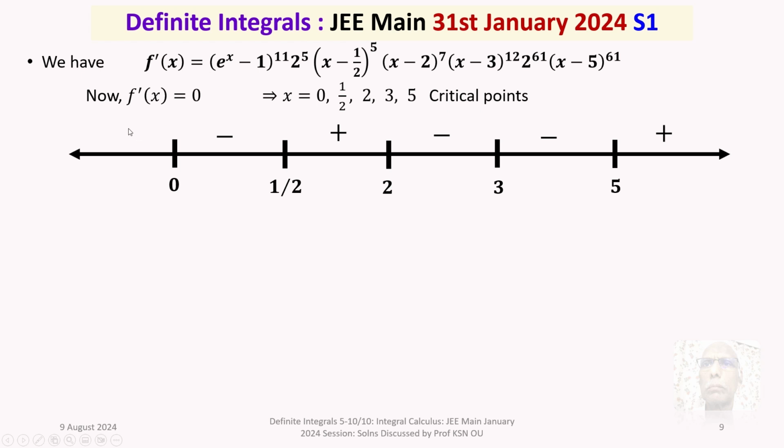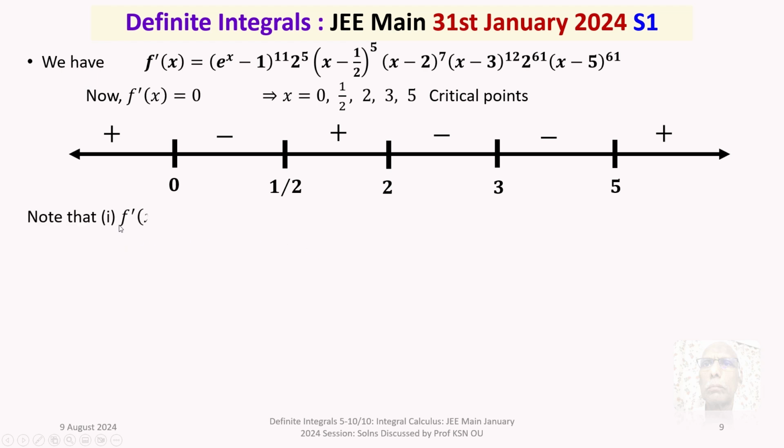If you take an x to the left of 0, let us say some negative number, then e to the power of x minus 1 is negative. Be careful: e to the power of x minus 1 is negative, and up to this it was negative. Negative into negative gives positive. That's what the signs of f prime x are.